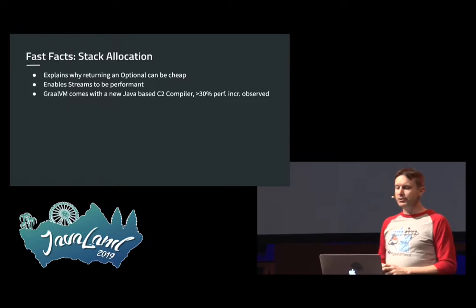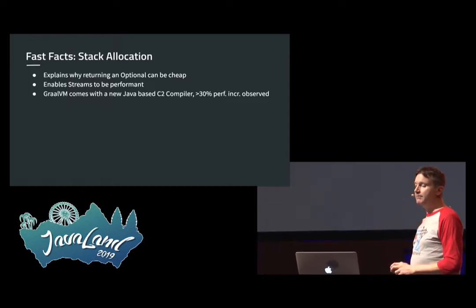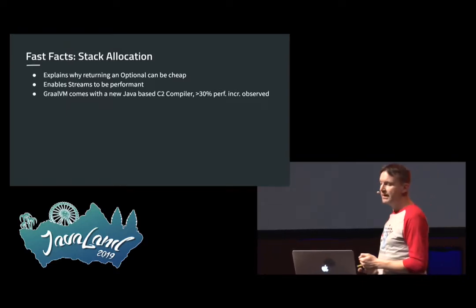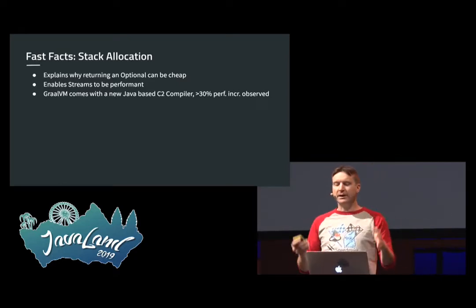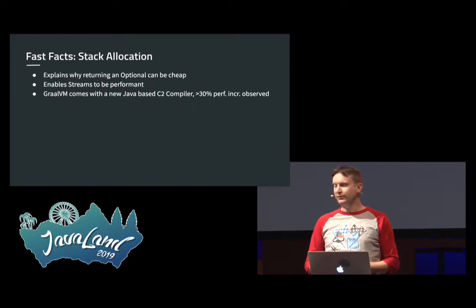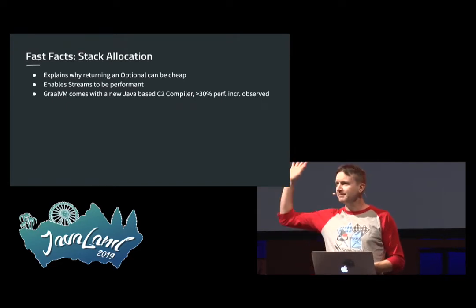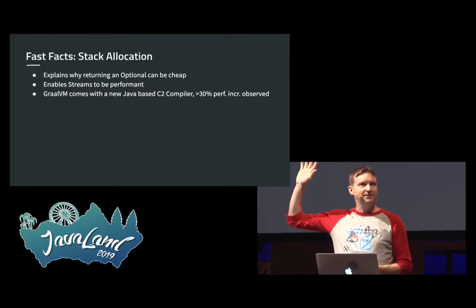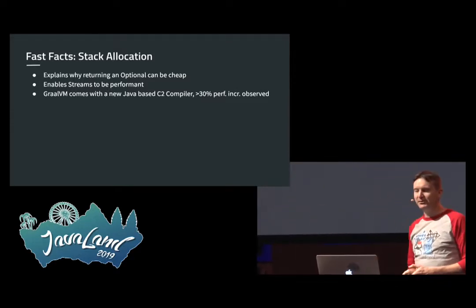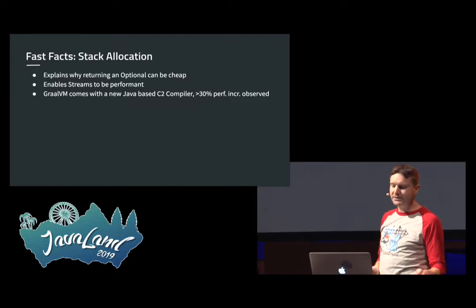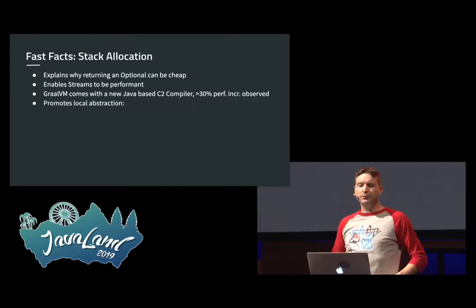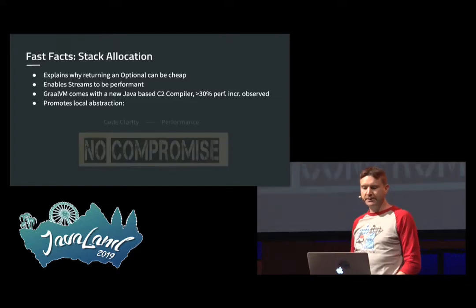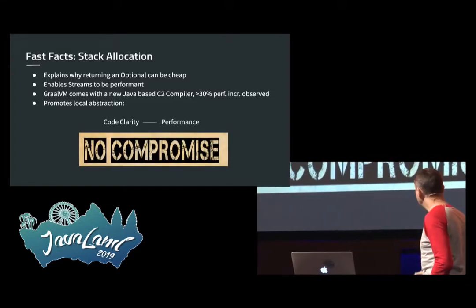And there is a version of the VM called GraalVM, which comes with a new compiler, which is much faster. It's able to flatten out the code much better. So we can gain massive performance, for example, with streams. Have you guys tried the GraalVM, some of you? A few guys. It's very interesting. You will get, in some sense, an enormous performance increase. It promotes local abstraction, so we don't have to sacrifice code clarity for performance.